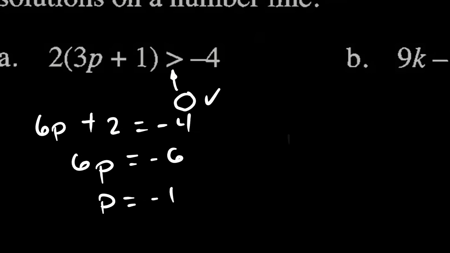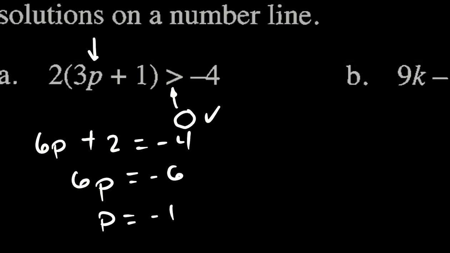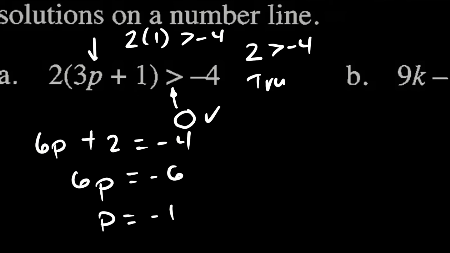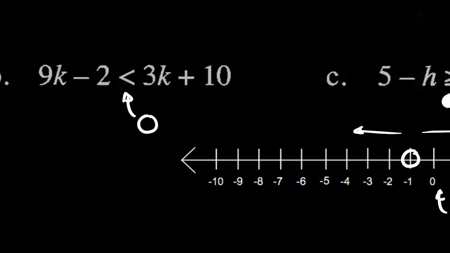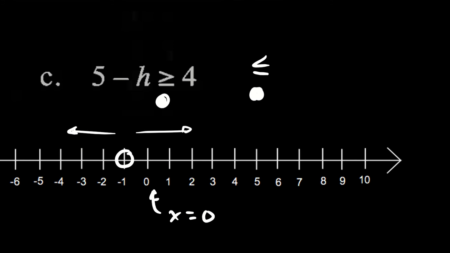But when I come back in and I put 0 in for this value of p, this becomes 2 times 1. And it is true that 2 is always greater than negative 4. So because this is true, I know 0 is the side with the solutions because that made the original inequality true. So that means that we're shading everything up above that point. So these are all my solutions, right? Everything to the right of the boundary point, but not including the boundary point.